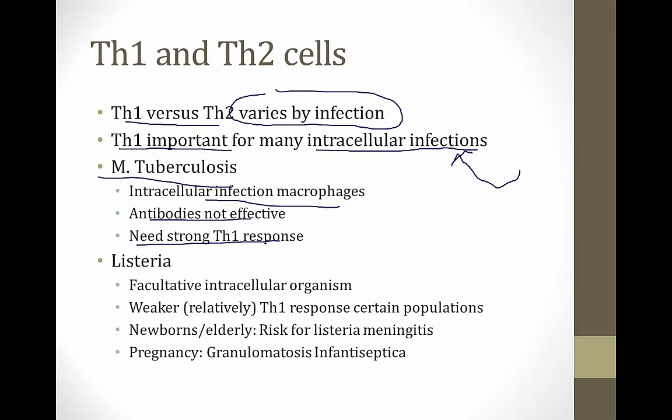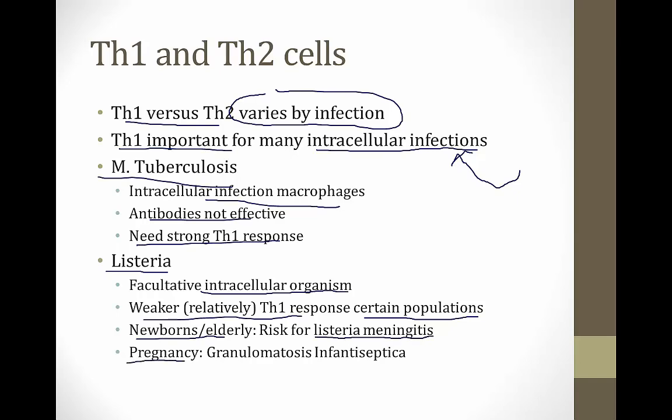It's also very important to have a strong cell-mediated immune response for Listeria. Listeria is a facultative intracellular organism, and there are relatively weak Th1 responses in certain populations, and these are the populations that are at risk for Listeria. So newborns and the elderly have relatively weak cell-mediated immune response. They have weak Th1 responses, and these are the two groups who sometimes get Listeria meningitis.